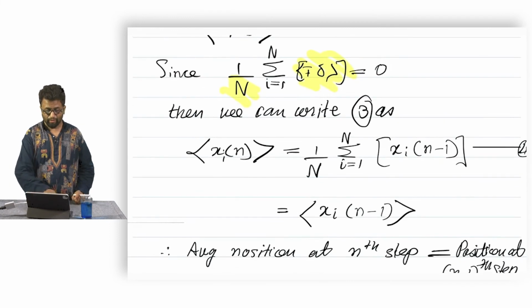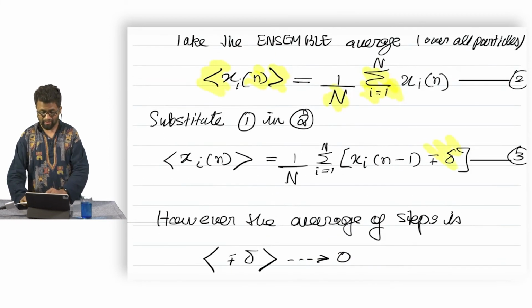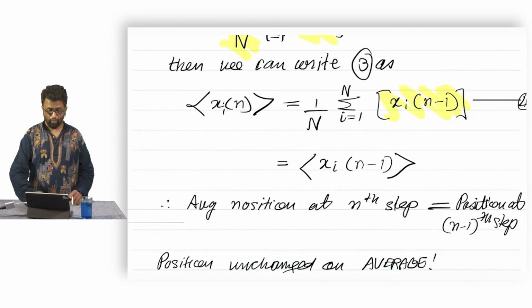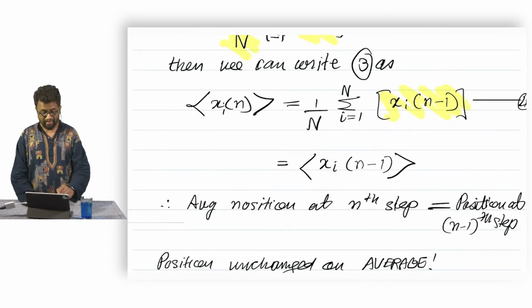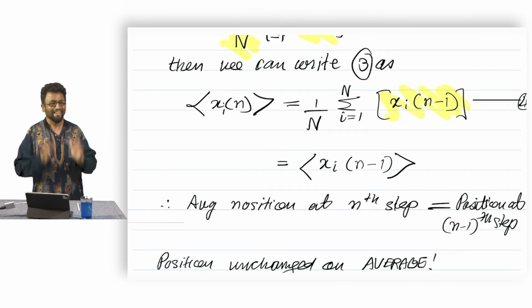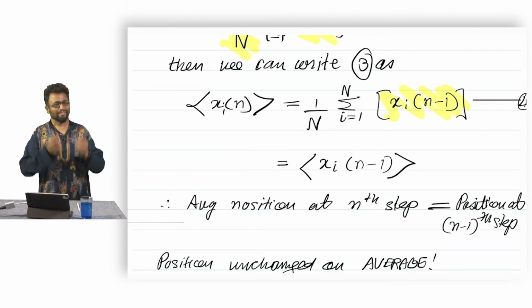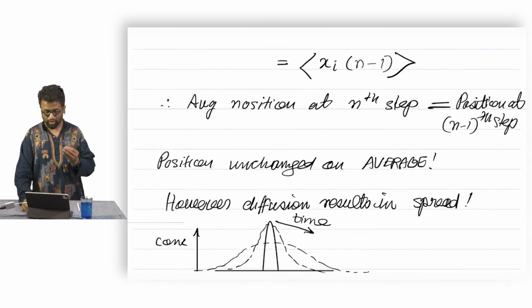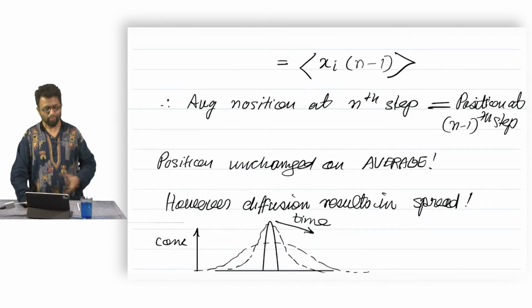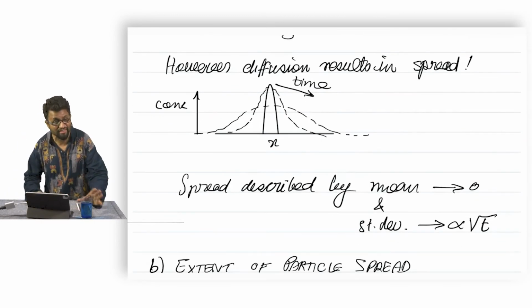So, we can rewrite this equation simply as x_i(n) equals the average of this. What you notice is that I dropped out this term. Now, this leaves me with the idea that the average of x_i(n) is equal to the average of x_i(n-1). Mathematically you can see it, but what does this mean? It means nothing but that wherever it was, it stayed there. The average position at the nth step is the position at the (n-1)th step. The position is unchanged on average.